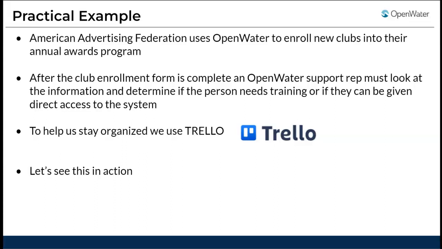And on an annual basis, we need these clubs to re-register so that we know the level of training they have and if they need a refresher on the platform. So step one is we have a club enrollment form that's built inside OpenWater. And then step two is we use Trello. So let's take a look and see how we use both of these systems along with a webhook to make our lives just a little bit easier.